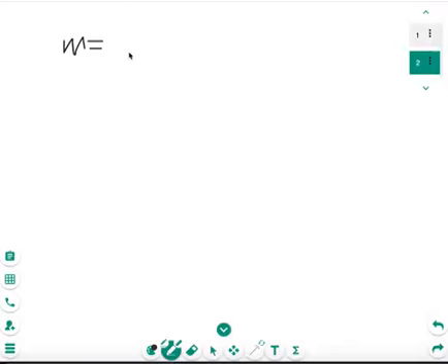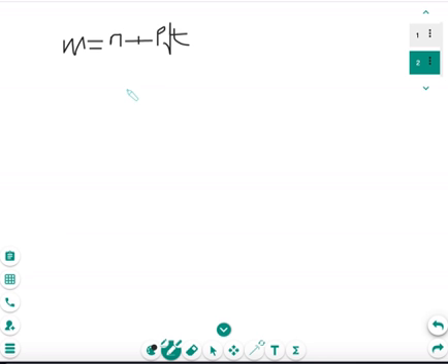n is equal to n plus p root of t, and you're supposed to make t the subject. So you need to isolate t. That's what it simply means.